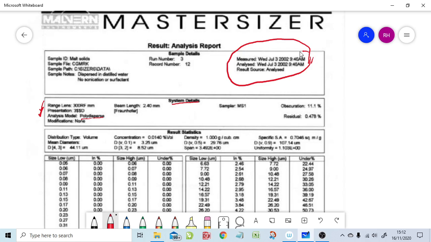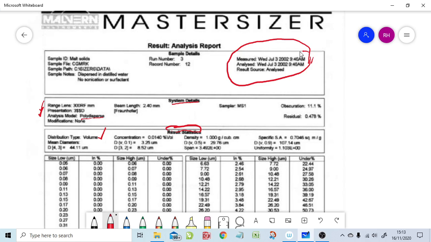But the thing I want to concentrate on really is this section here, the results statistics. So how to interpret the results statistics for the material. First off, we're in a volume distribution. Volume and mass distributions are the same, so this is really looking at the contribution to the total volume or contribution to the total mass of the distribution of solids in these particular size ranges.